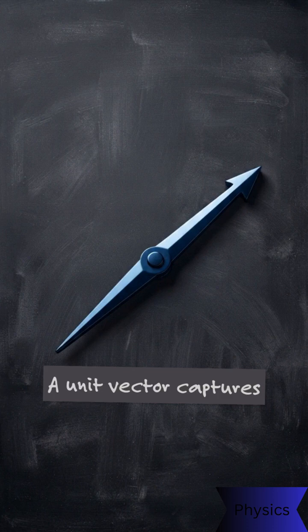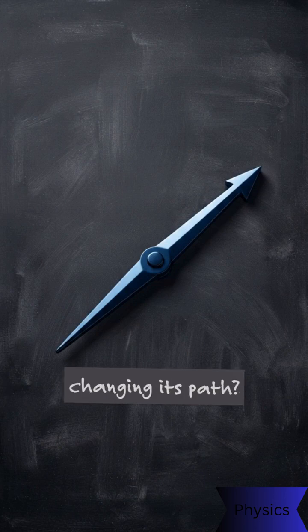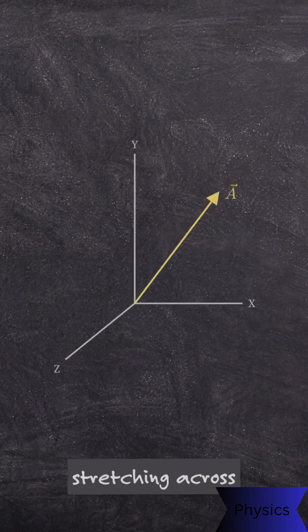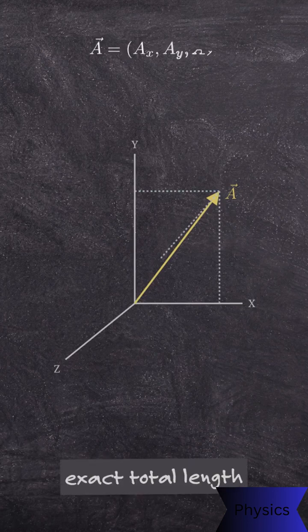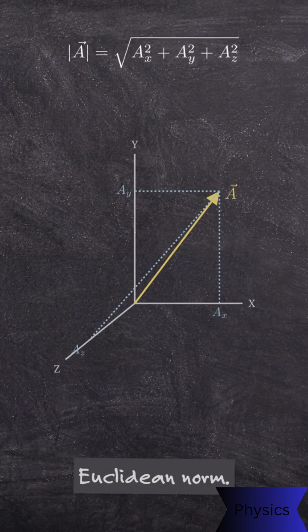A unit vector captures pure direction. But how do you mathematically strip away a vector's length without changing its path? Take a standard 3D vector, vector A, stretching across an XYZ Cartesian grid. First, we calculate its exact total length by combining its x, y, and z components. That 3D math gives us the Euclidean norm.